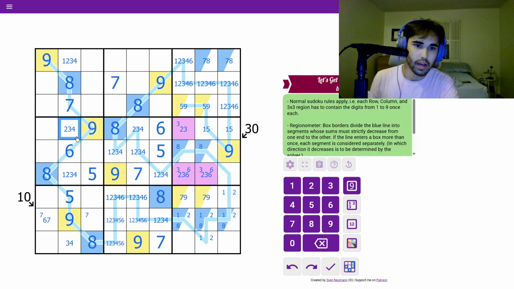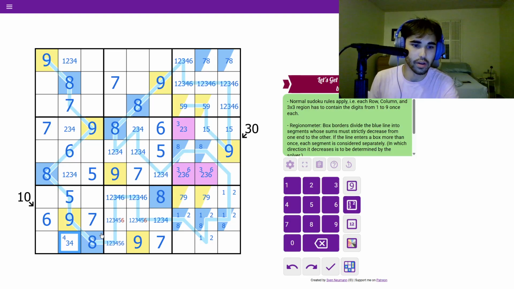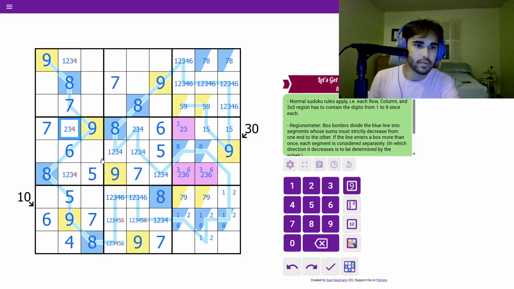1, 2, 3, 4, 5, and then 7. This is a 7. It's the only digit we haven't placed. So that's a 7. This is a 6. So that means that's a 4 according to the killer. So now we can get rid of all of these 4s. That can't be 4. Neither of these could be 6s.